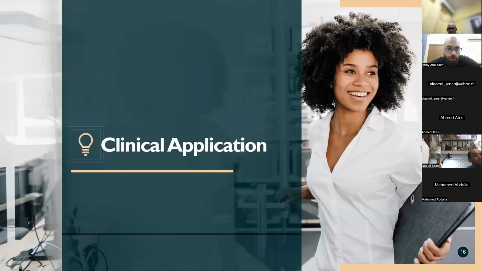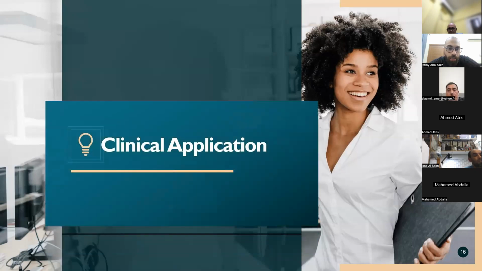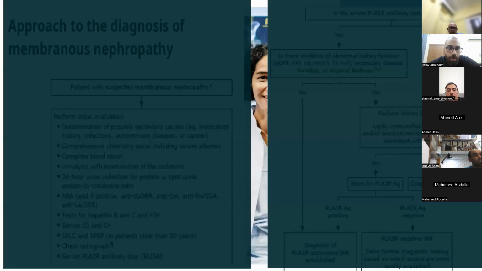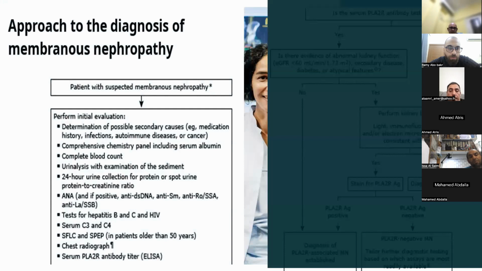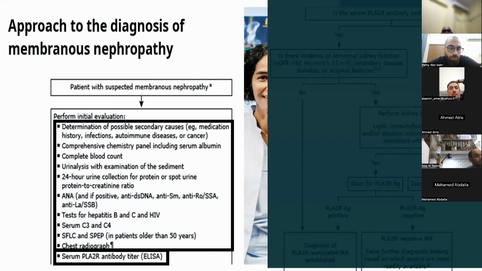Now we have to go to the clinical application of these antibodies. We can use it in diagnosis, and as we see here, this is from the 2022 guidelines. For all patients with suspected membranous nephropathy, you have to do a serum PLA2 receptor antibody test. But again, as we mentioned, because this test is not 100% related to primary membranous, and you still have 3% related to secondary, you have to go through the case.